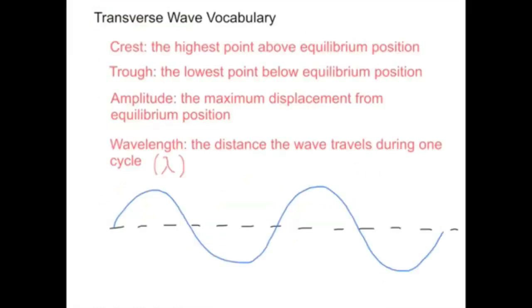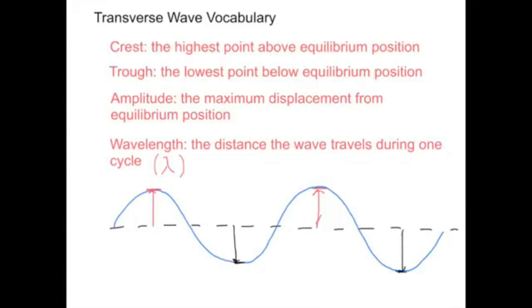Here are some vocabulary words that will be useful when defining transverse waves. The first is a crest. This is the highest point above an equilibrium position. So in this example wave below, we have crests occurring here and here. Those are the highest points above its sort of neutral position in the middle. The second vocabulary term is the trough. This is the lowest point below a wave's equilibrium position. So troughs occur over here and down here.